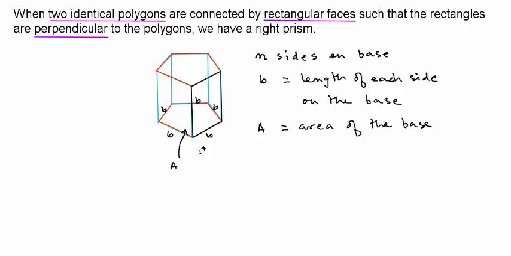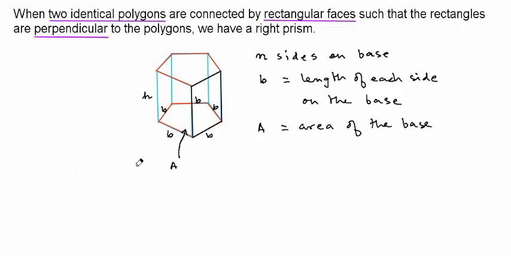If the base were a square, you could find the area of the square by multiplying b with itself. That's just as an example. And let's also go on to say that the length of each of these rectangles is denoted by the letter h. H stands for the height of this prism.